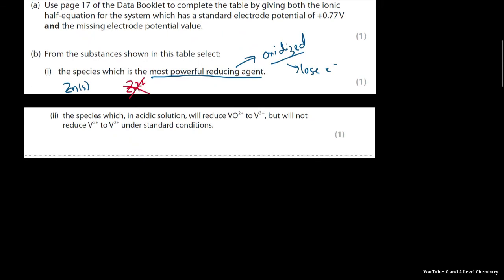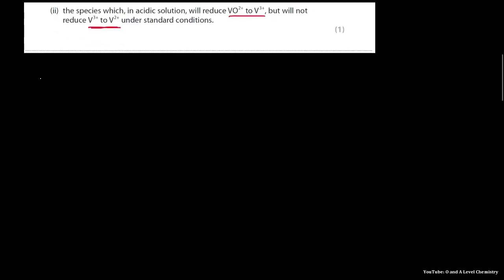Okay, then we move on to the next one. The species which in acidic solution will reduce VO2 plus to V3 plus. So this is vanadium 4 being reduced to vanadium 3 plus, but it will not reduce vanadium 3 to vanadium 2. Okay, so we've already talked about this here, so I'm going to write it here.